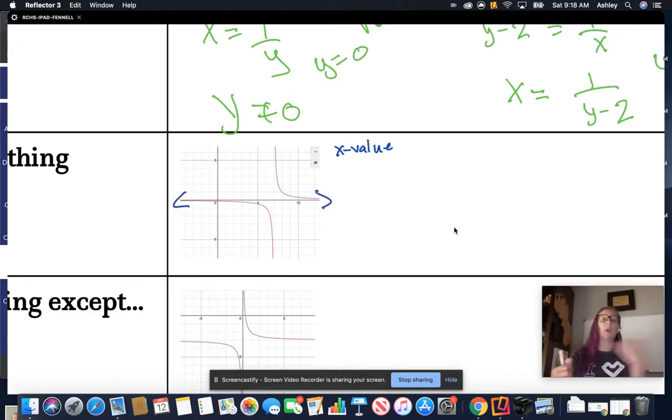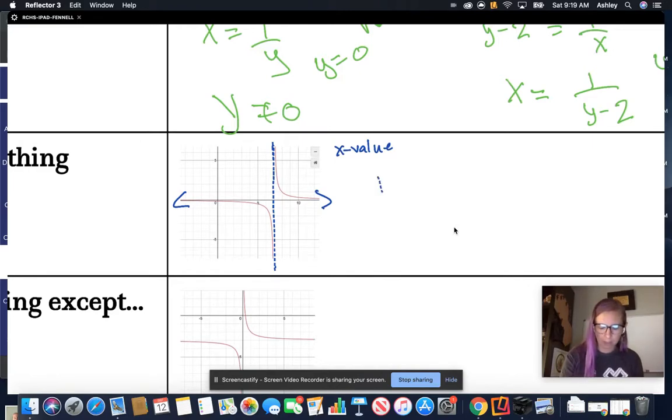Same thing though, right? We're going all the way to the left, all the way to the right, except that one value where we are undefined, which is where we get our asymptote. Right there, right? So we get this vertical asymptote at the value that breaks the function, and that is the only value that we're not allowed to have.